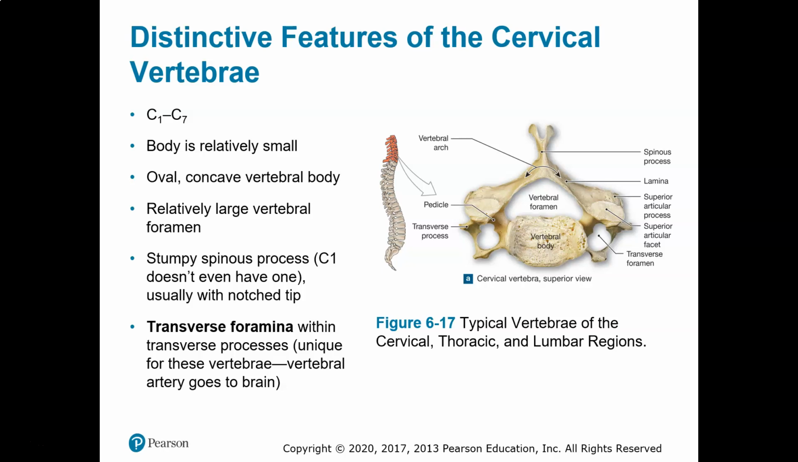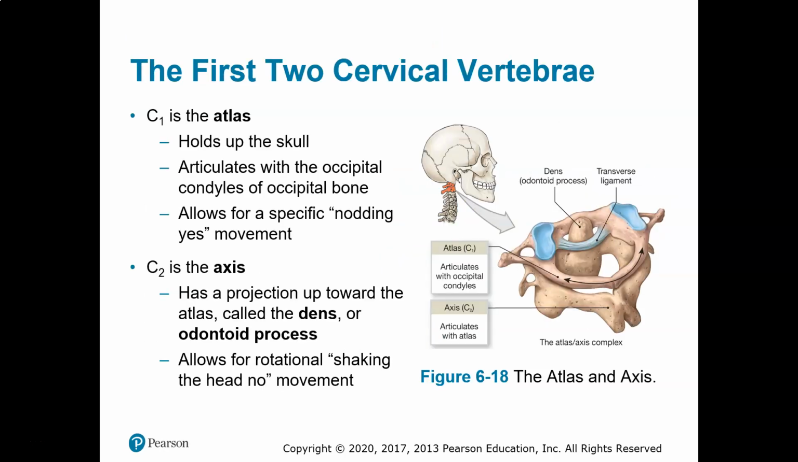And let's see, I don't want to cover everything, just what you're going to have on your quiz and your exam. I definitely want to cover the atlas and the axis, which are C1 and C2, the first cervical vertebra and the second cervical vertebra. The atlas articulates with the occipital condyles, which I mentioned to you earlier, of the occipital bone. And what the atlas and the occipital joint allows is the nodding yes movement. And then the joint between the atlas and the axis allows for the shaking your head no movement. So that is a rotational move.